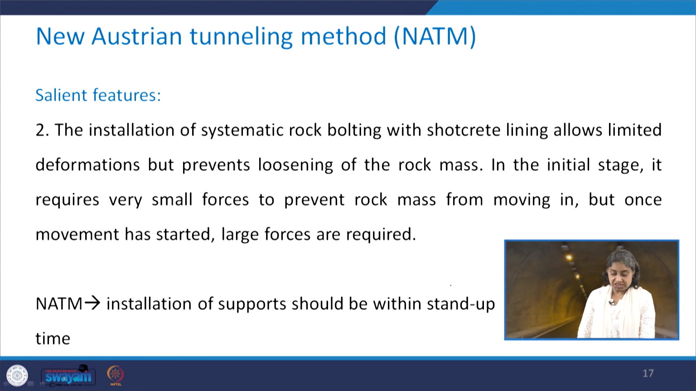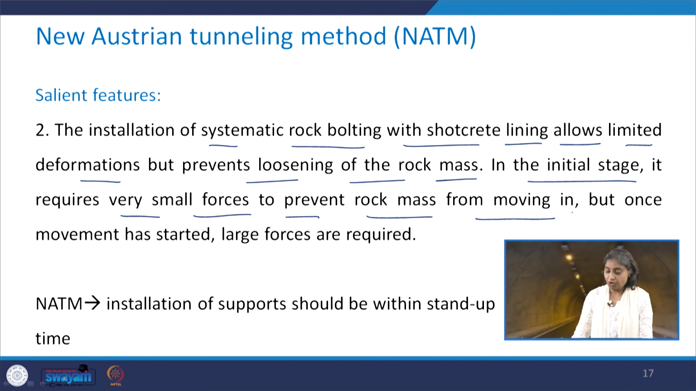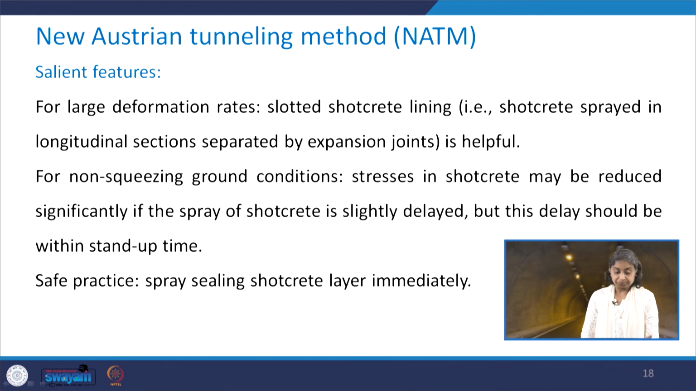The second salient feature is the installation of systematic rock bolting with shotcrete lining. It allows limited deformations, but it prevents the loosening of the rock mass. So, in the initial stage, it requires very small forces to prevent the rock mass from moving in, but once the movement has started, you will need large forces. So, the NATM considers the installation of supports which should be within the stand up time, not too early, not too long.